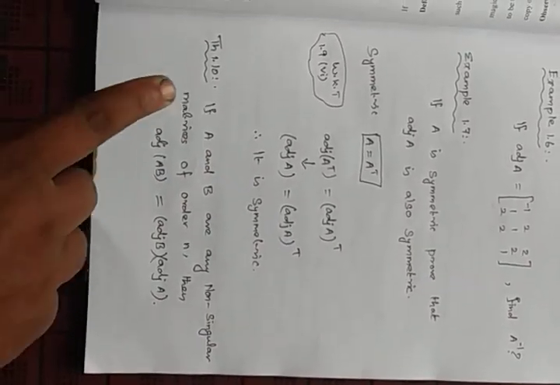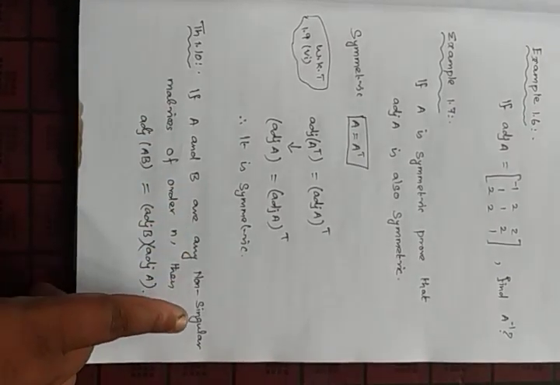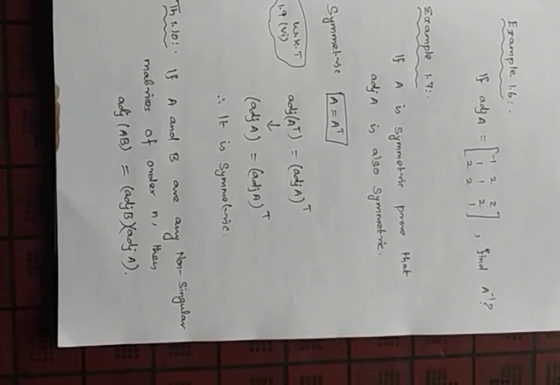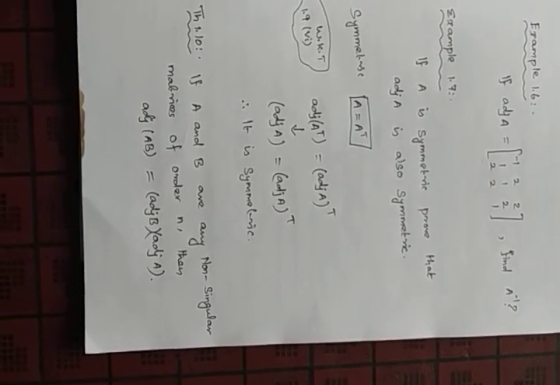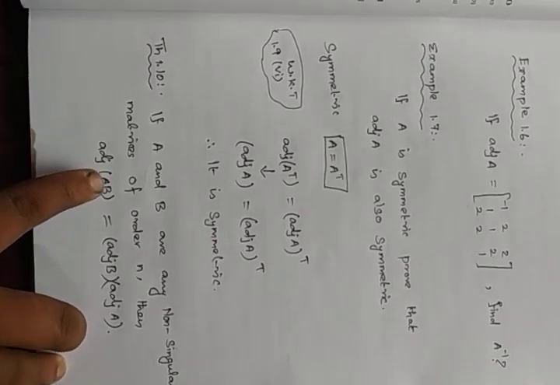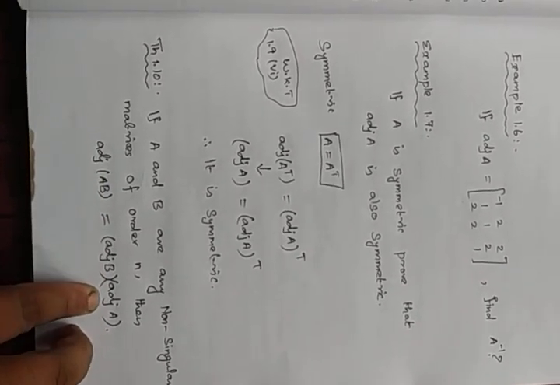And finally, we will see what theorem 1.10 is saying. If A and B are non-singular matrices of order n, non-singular means determinant of A should not equal 0 and determinant of B should not equal 0. If that is the case, then adjoint of AB equals adjoint of B into adjoint A.